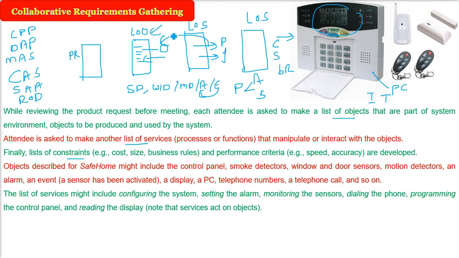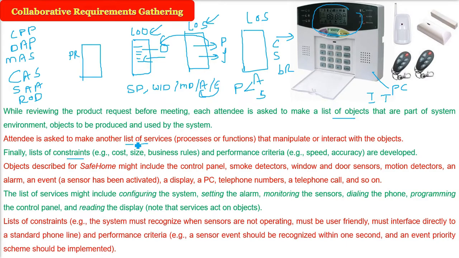Now the objects are there. Now the services are there. Now the third list will consist of the constraints. So what can this constraint consist of? That is, for example, when some sensors are not working. If the sensors are not working, this is the constraint. What should the system do?